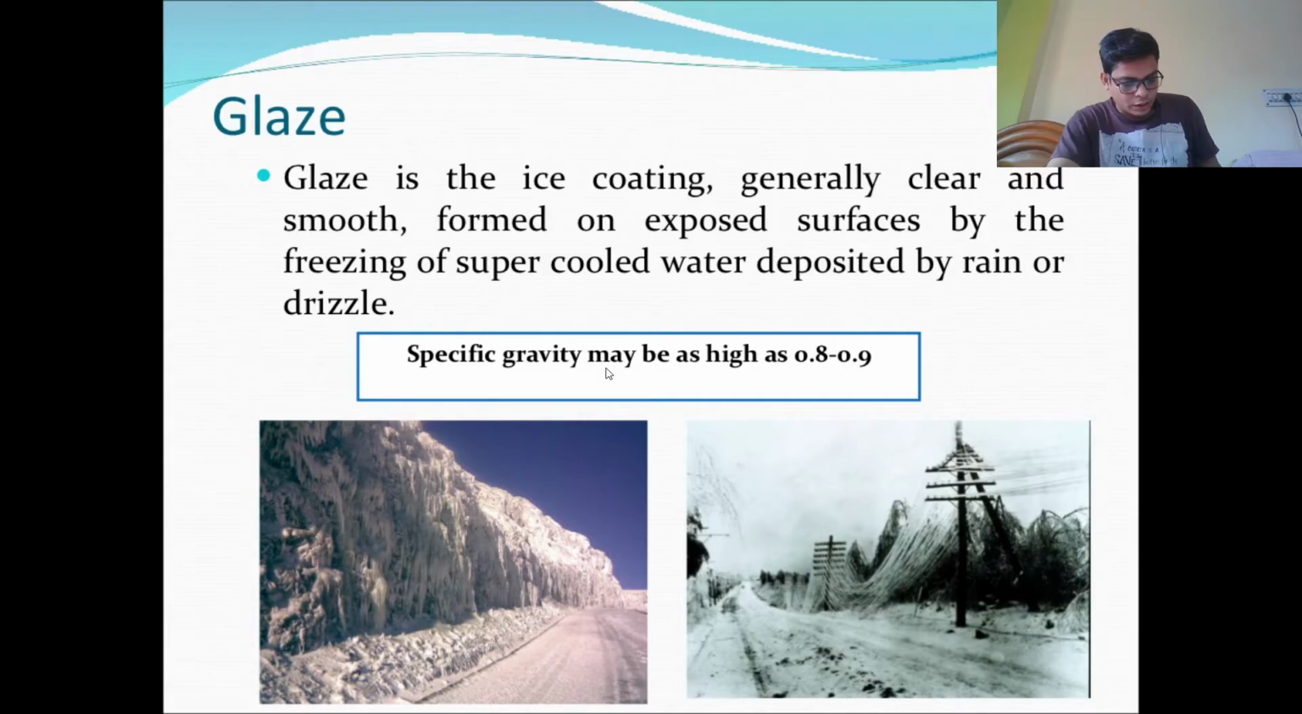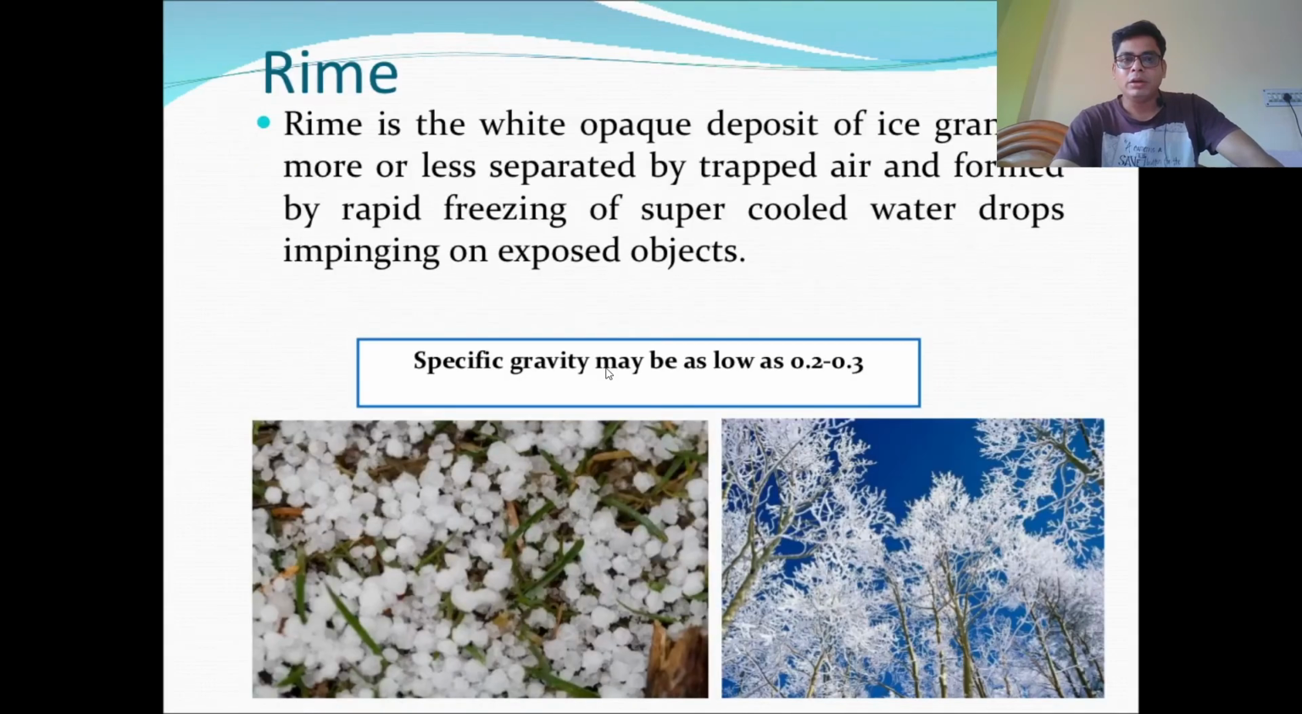Then come to another type, that is the glaze. Glaze is generally an ice coating, perhaps you can see it on my screen also. This is the glaze, clear and smooth, formed on objects and surfaces by the freezing of supercooled water, deposited by rain and drizzle. Okay. So, these are the main things we have to discuss in this as per your book.